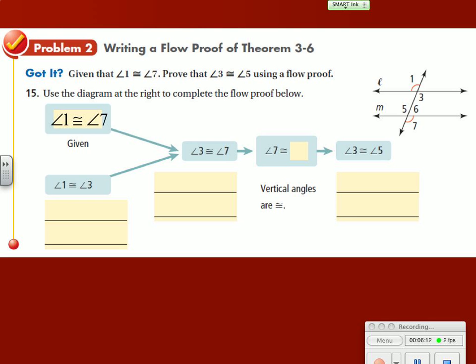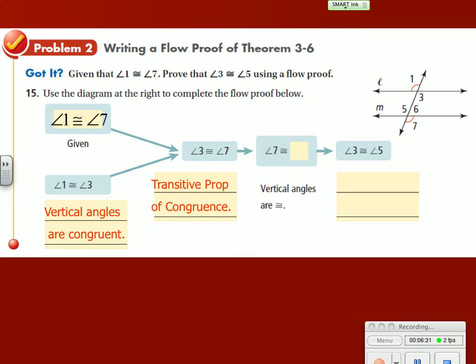So we're given that angle 1 is congruent to angle 7, and we want to prove that angle 3 is congruent to angle 5. We first start off with what was given, and that's angle 1 is congruent to angle 7. We look at our drawing, and we can see that angle 1 is congruent to angle 3 by the fact that vertical angles are congruent.